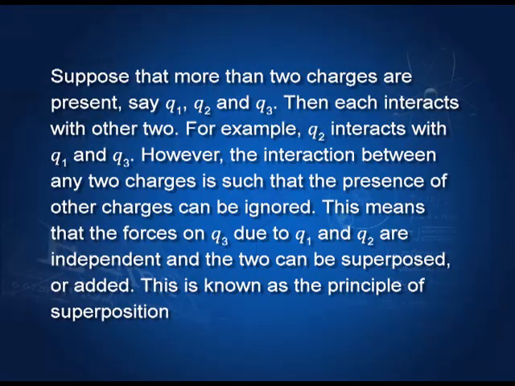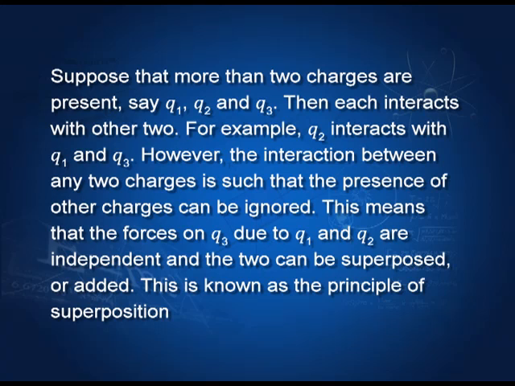Suppose that more than two charges are present, charges q1, q2 and q3. Then each one of them interacts with the other two. For example, q2 interacts with q1 and q3, q1 would interact with q2 and q3, and q3 would interact with q1 and q2, and so on. However, the interaction between any two charges is such that the presence of other charges can be ignored. That is, if I have q1, q2, q3, I can ignore this one and study the force between these two, or ignore this one and study the force between these two, and so on.